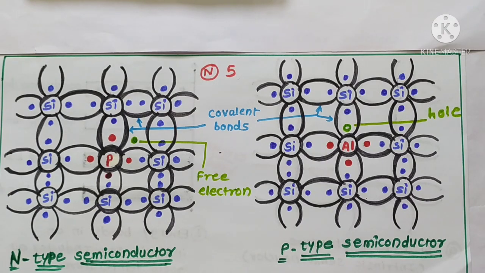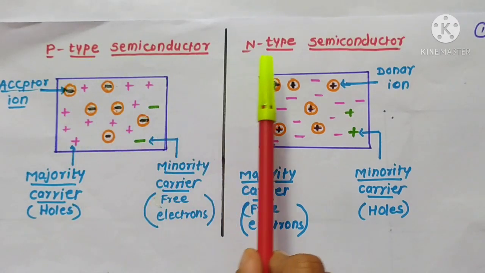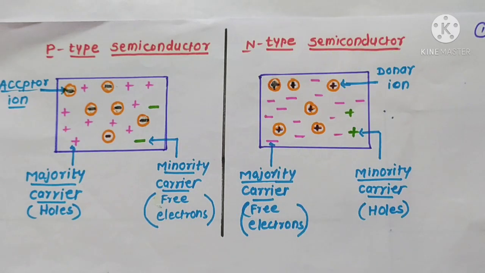In the previous lecture we completed n-type and p-type semiconductors, and you know that in n-type semiconductor free electrons are majority charge carriers while holes are minority charge carriers, and in p-type semiconductor holes are majority charge carriers and free electrons are minority charge carriers. Okay students, in p-type there is an addition of trivalent impurity, while in n-type there is an addition of pentavalent impurity. Or we can represent this p-type semiconductor and n-type semiconductor in another way like this.